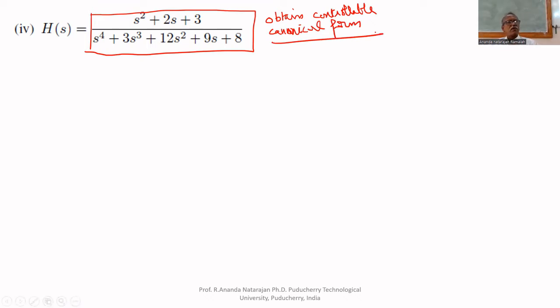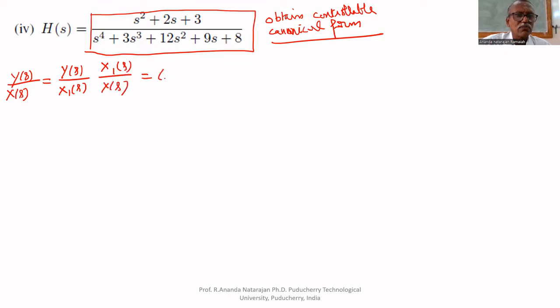Obtain the controllable canonical form of realization means finding the physical system. So the first step is H of s can be written as Y of s upon X of s equal to Y of s upon X1 of s multiplied by X1 of s upon X of s. That is equal to s square plus 2s plus 3 multiplied by 1 upon s power 4 plus 3s cube plus 12s square plus 9s plus 8.